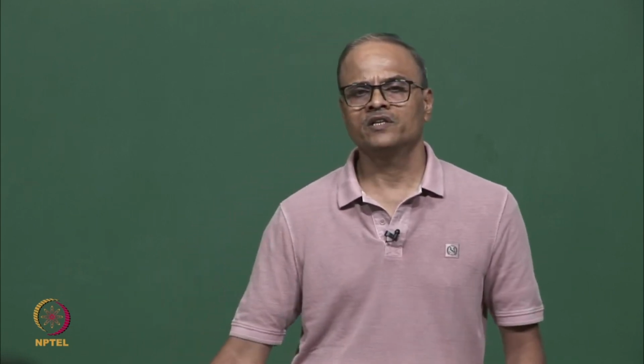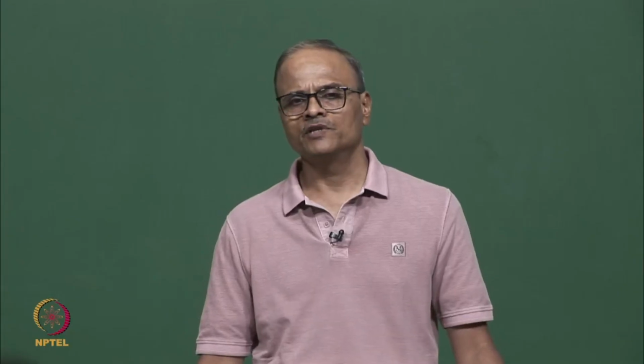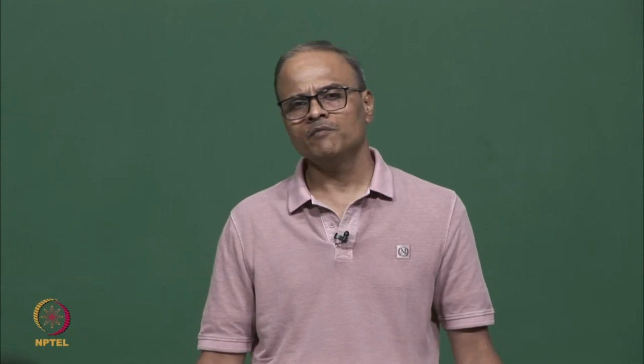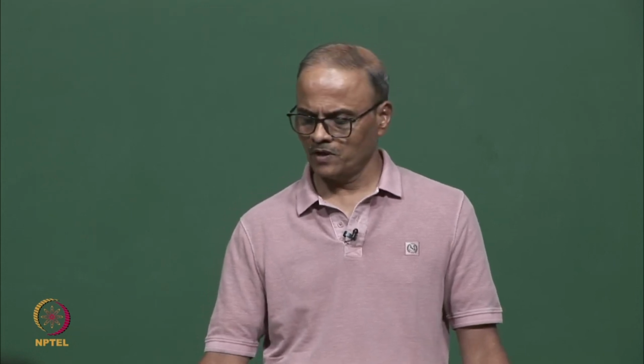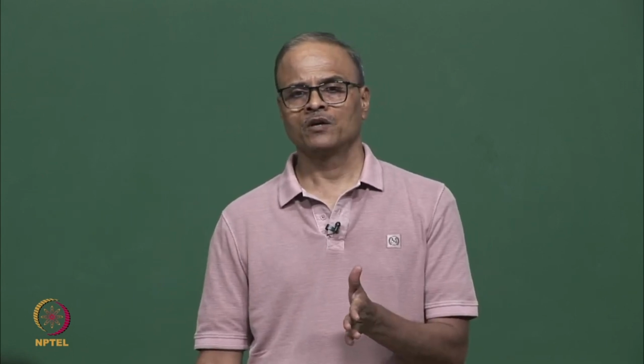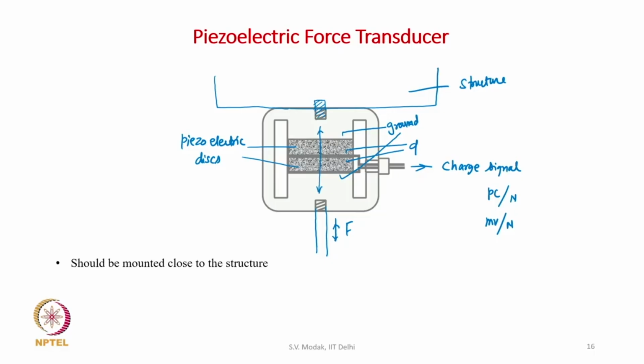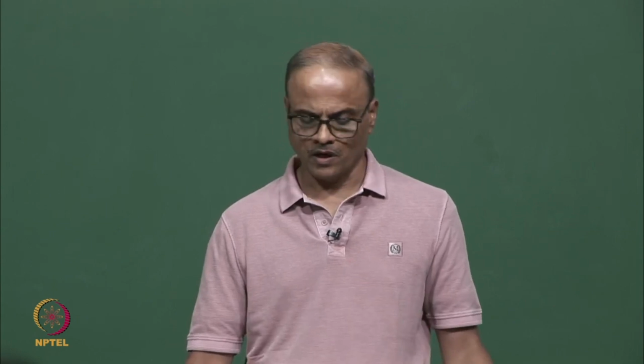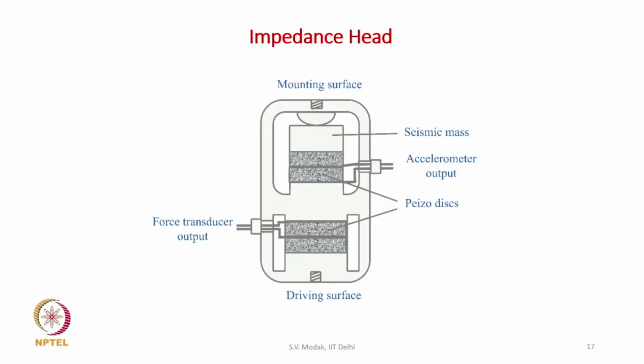Another requirement in modal testing is the measurement of point FRF, or driving point FRF, which means measurement of FRF with respect to the same excitation and response degrees of freedom. For that, we need to measure the response where the force is being applied. It may be difficult to mount the accelerometer exactly where the force is being applied, and that is why we have something called an impedance head. This impedance head allows measurement of point FRF. It combines an accelerometer and a force transducer into a single unit, and this is a typical schematic of an impedance head.